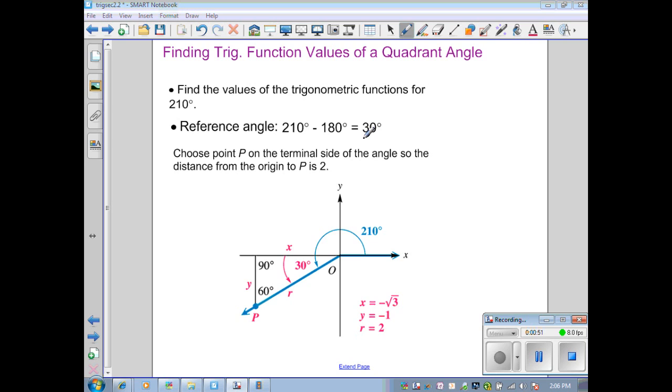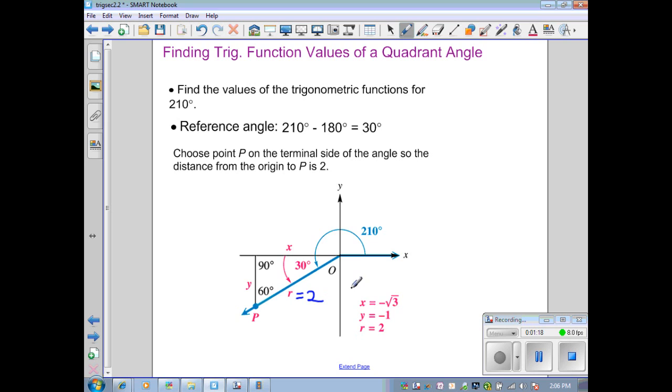Then it gave us a little bit more information. They said they're going to choose a point on the terminal side. They're going to call it P. And that point is going to be 2 units from the origin. So if I just draw up this diagram below, I see that my point P is on the terminal side, and the distance from the origin to point P is going to be 2.